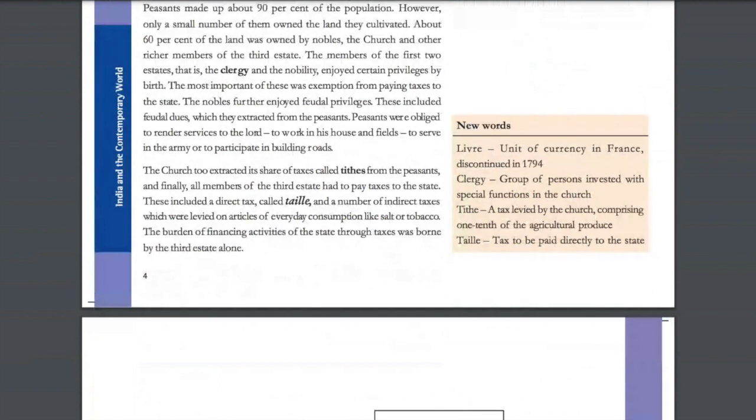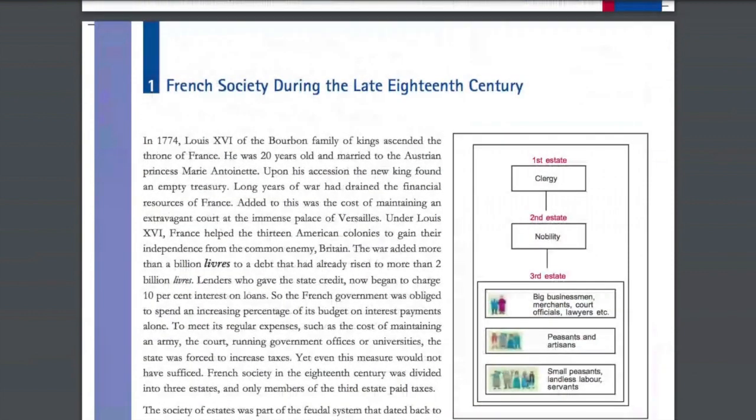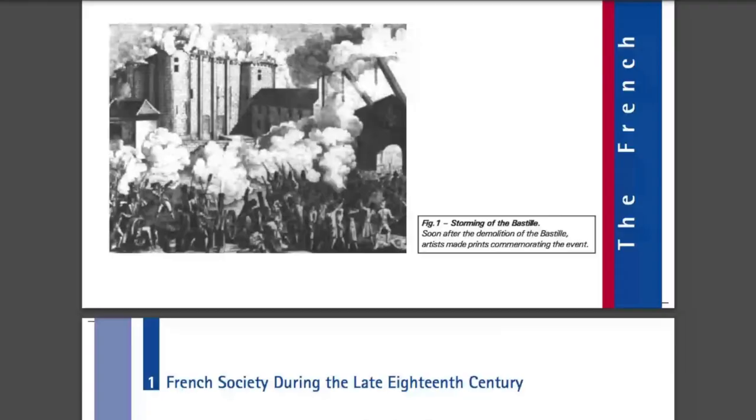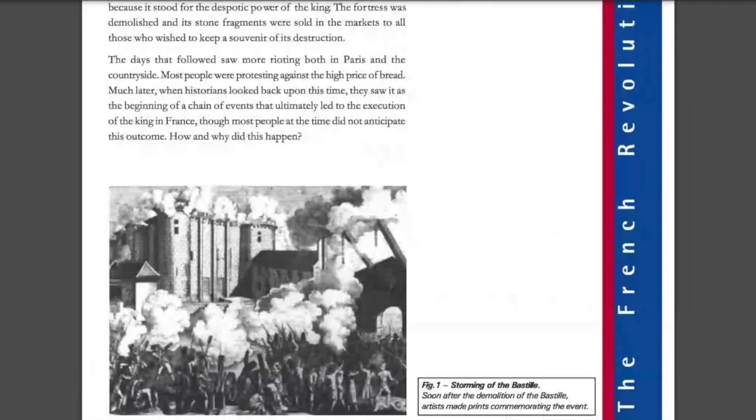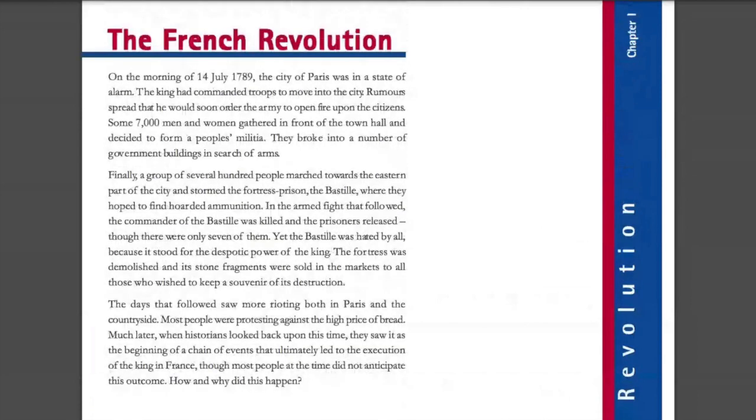So when did the storming of the Bastille take place? In 1789. Correct. But even the date is important, because it is a significant event. So 14 July 1789. I want you to write it down. Okay, important point: storming of the Bastille, 14 July 1789.